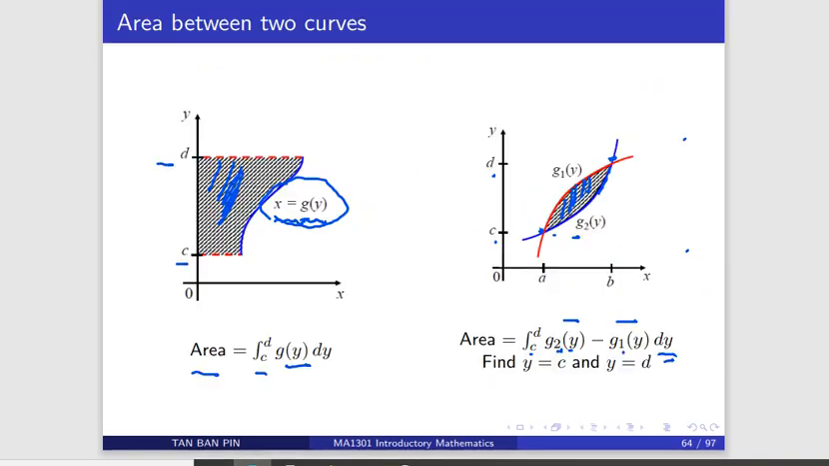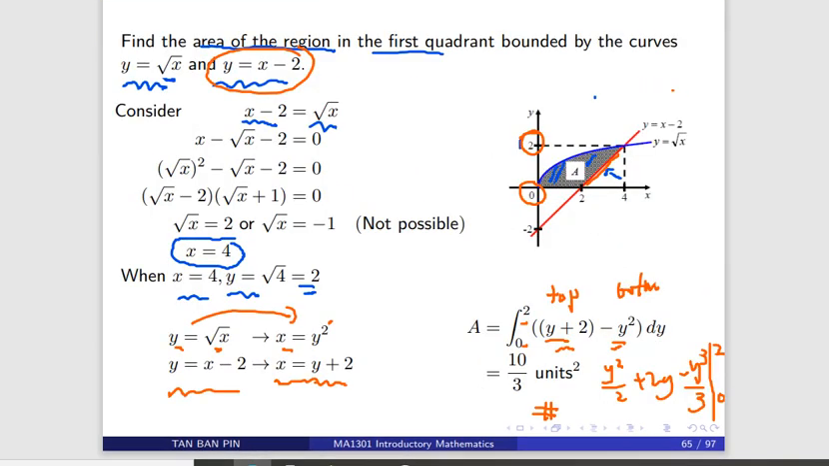Then if you do it about the y-axis, you'll find that you just do it in one step. You just take x equals y plus 2 as the top curve, x equals y squared as the bottom curve, and then one integration without subtracting any area of a triangle, you can find the answer. And this is the shortest way to find the area in the first quadrant bounded by the curves y equals square root x and y equals x minus 2. You'll find sometimes doing it about the x-axis is easier, sometimes about the y-axis is easier. So you can try out.